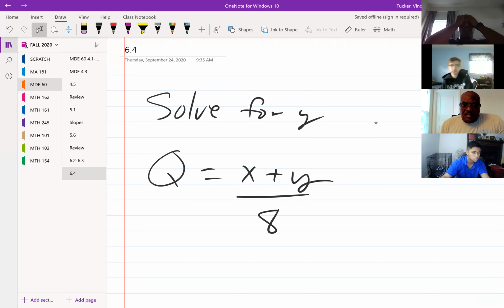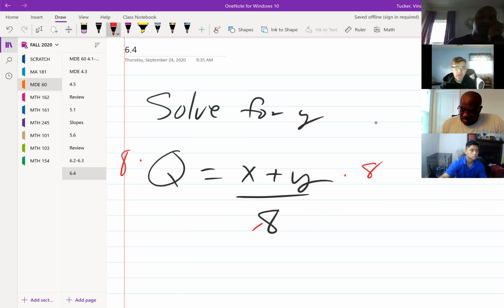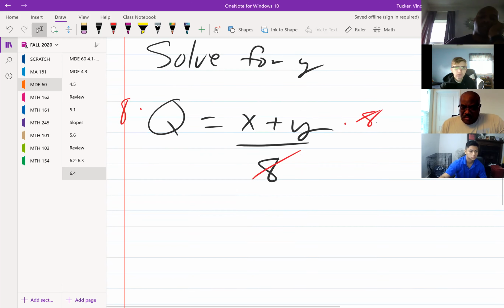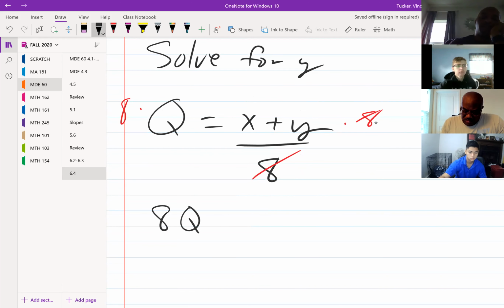All right, so we have Q is equal to, and that's capital Q. So make sure you hold true to the capital and lowercase letters, equal to lowercase x plus lowercase y over 8. And we're going to solve for y. We're going to get y by itself. So first thing we'll do is multiply both sides by 8. 8's cancel on the right. That'll give you 8q equal to x plus y.